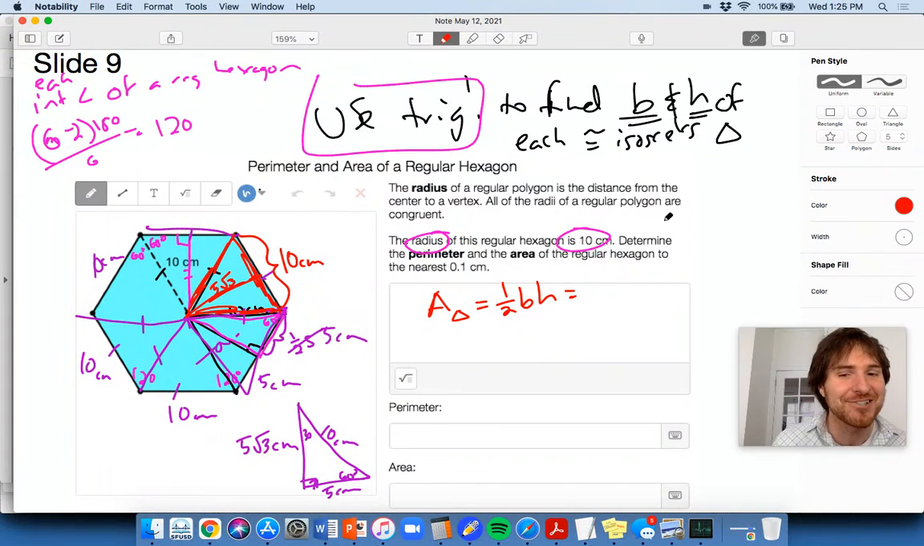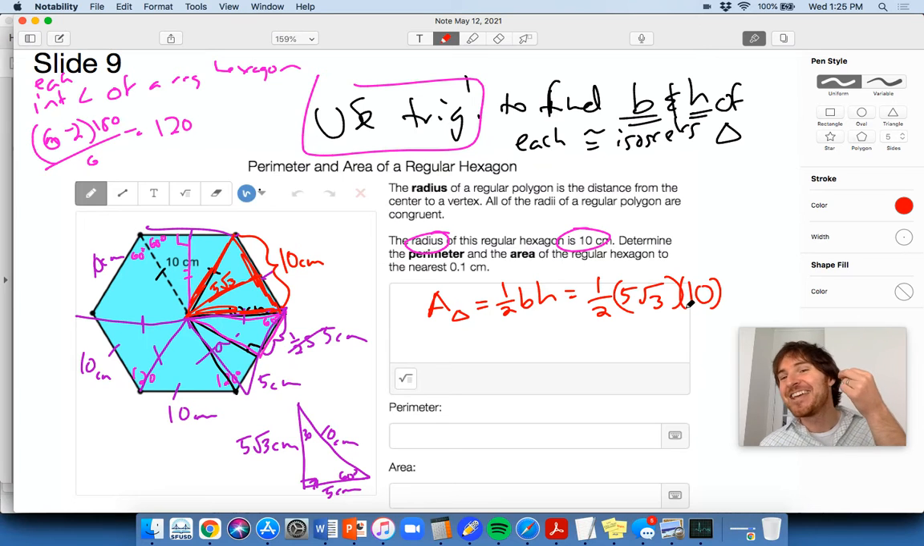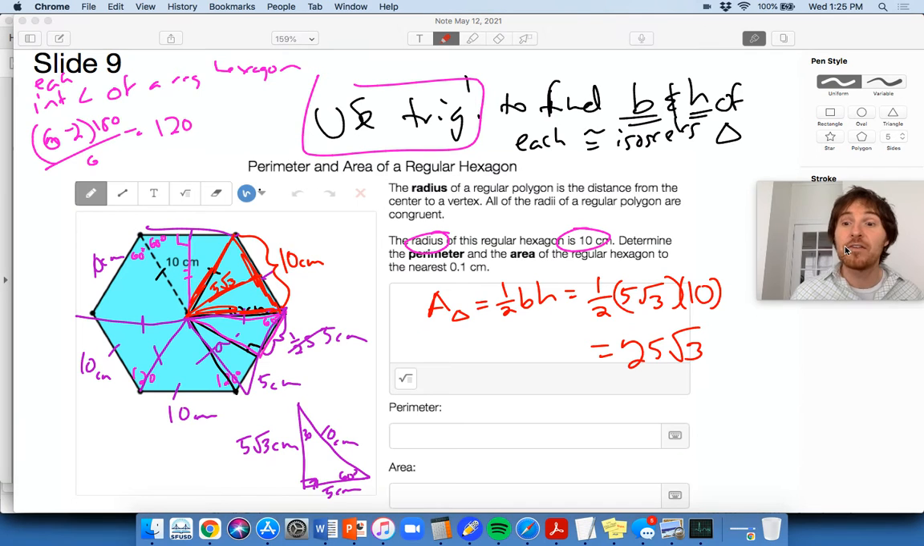We're using that formula that you knew in middle school, and it can be easy to forget, but remember, a triangle is half of a parallelogram, so 1/2 its base times height. 1/2 base times height is 1/2 times 5√3 times 10, because it's a 10 centimeter base for that triangle right there. 1/2 times 10 is 5, and 5 times 5√3 is 25√3. So there it is. We can get an exact answer for this. The area of this is 25√3.